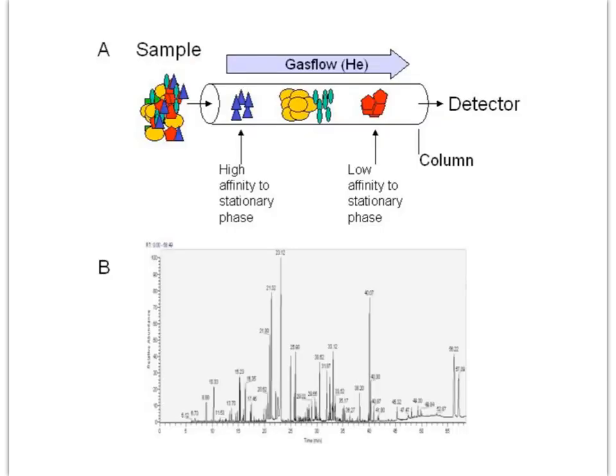So this is showing separation, right? We have a mixture as it goes through. Things with high affinity to the stationary phase and lower vapor pressure tend to move slower. Things with a low affinity to the stationary phase and higher vapor pressure tend to move faster through the column.